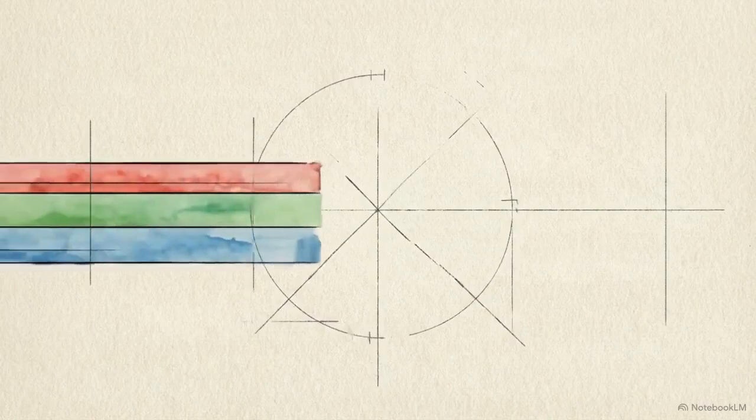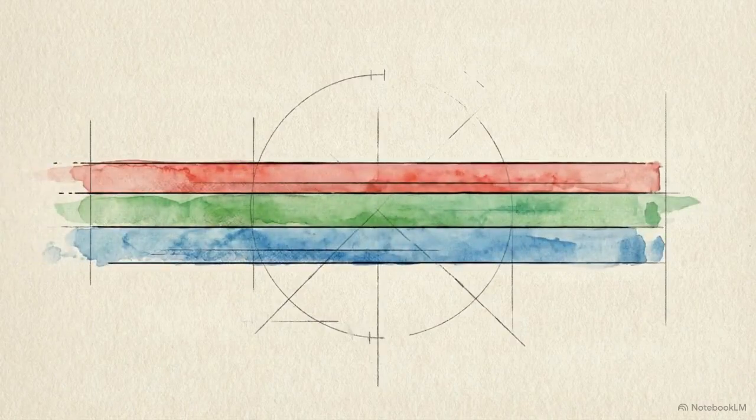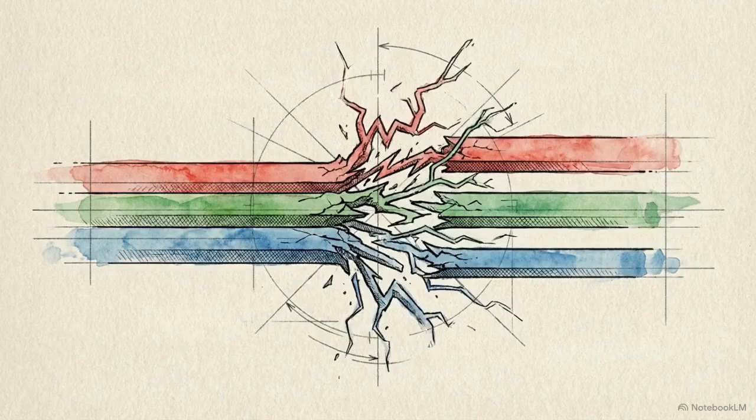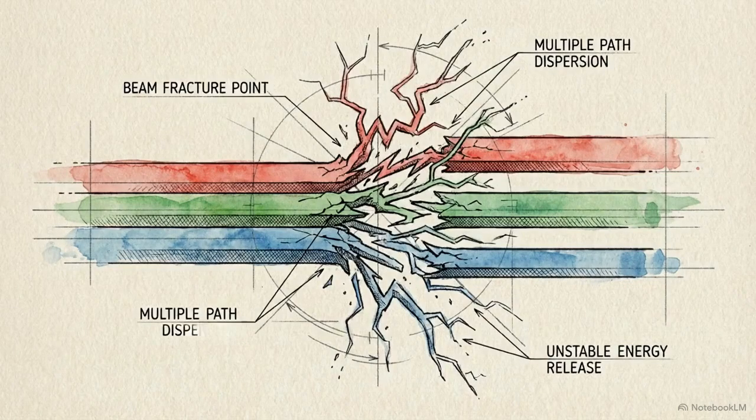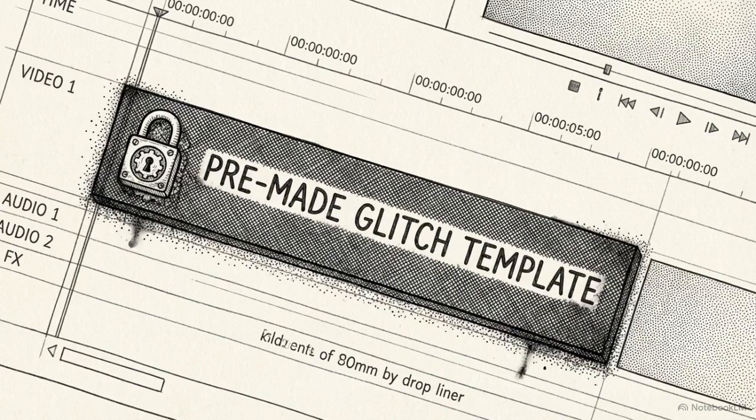From music videos to corporate tech presentations, the RGB glitch effect is everywhere. You're used to seeing these harsh digital artifacts tearing across screens. Often, editors rely on pre-packaged templates to achieve this look. The problem with a template is that it locks you into someone else's timing.